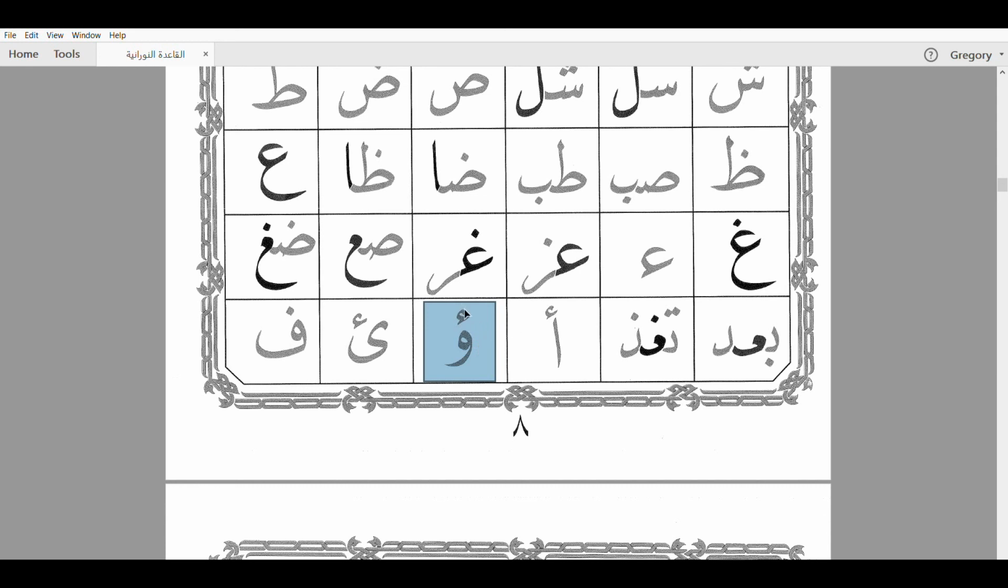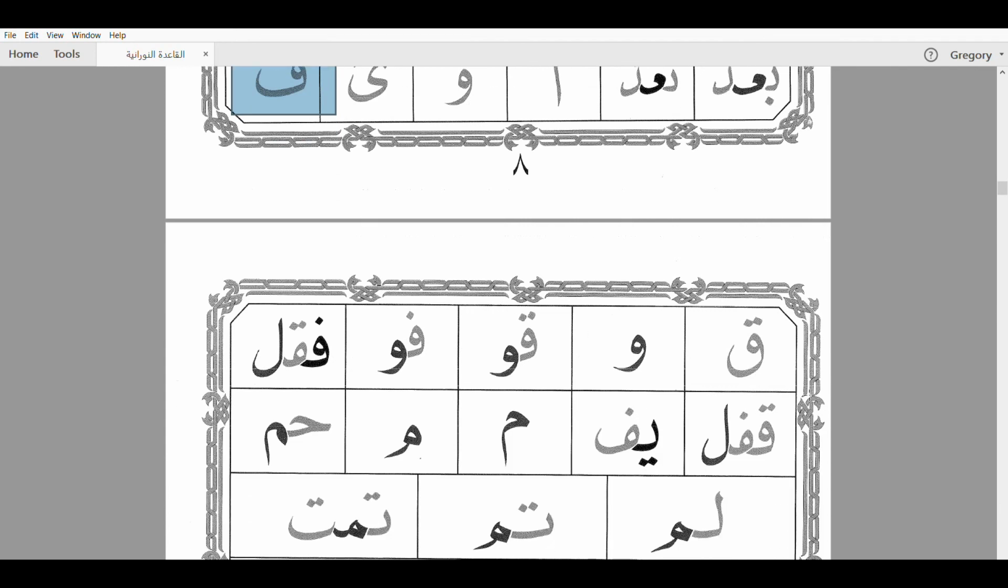This is a waw with a hamza. And this letter? Fa. I'm sorry, we went past our time. This letter is Qaf.